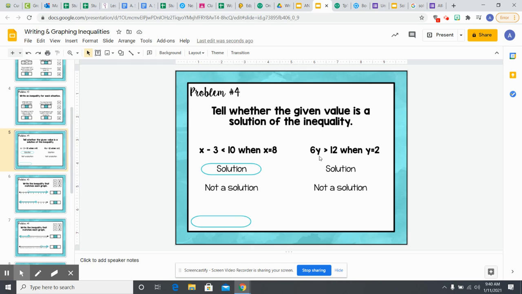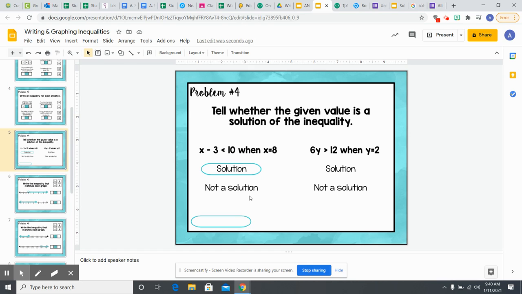All right, looking over here, 6y is greater than 12 when y equals 2. So I have to replace my y with 2, and I'm using multiplication here. So I'm taking 6 times 2. 6 times 2 is 12. Is 12 greater than 12? No, it's not. It's the same.